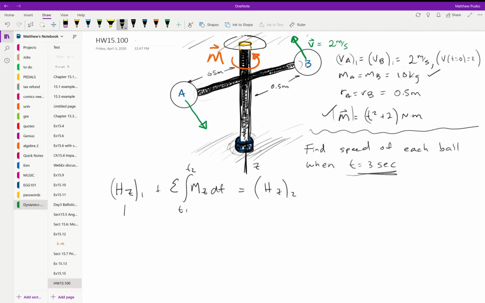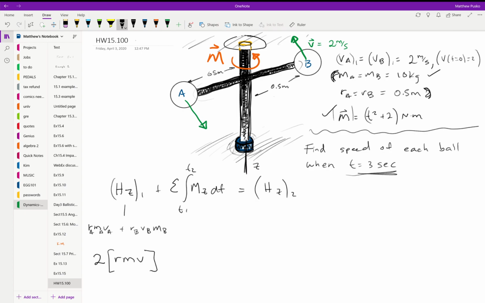We could say that each one of these is an RMV: R_A m_A V_A plus R_B m_B V_B. Or since we've realized that the distances are the same and the masses are the same, then we can just put a 2 out front and just call it a common RMV.